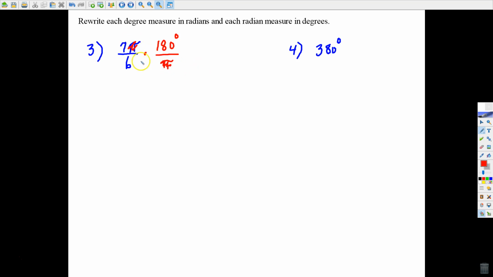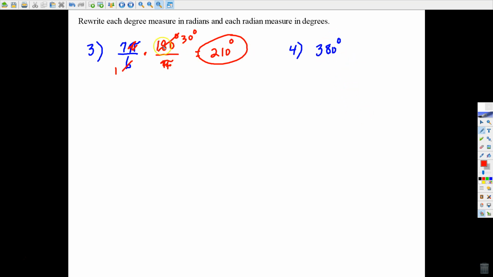Okay, so now we can do some reducing, dividing 6 into both of these. 6 goes into itself one time. 6 into 180 degrees is 30 degrees. And now we can do 30 degrees times 7, and that's 210 degrees. So that's my answer for number 3.